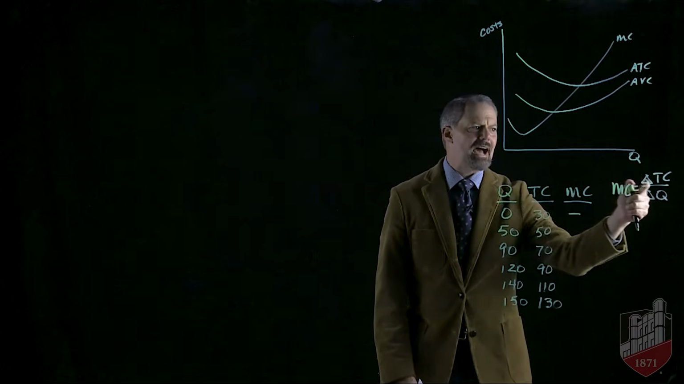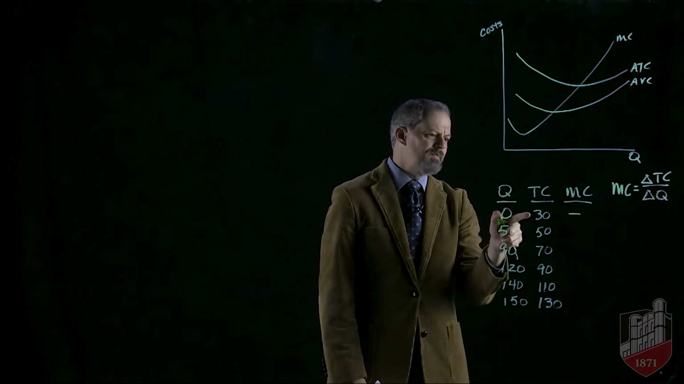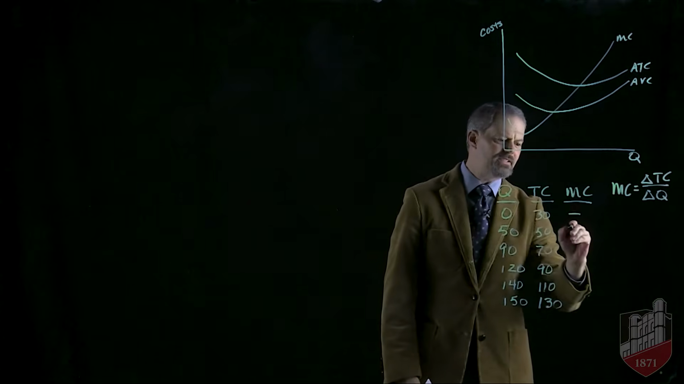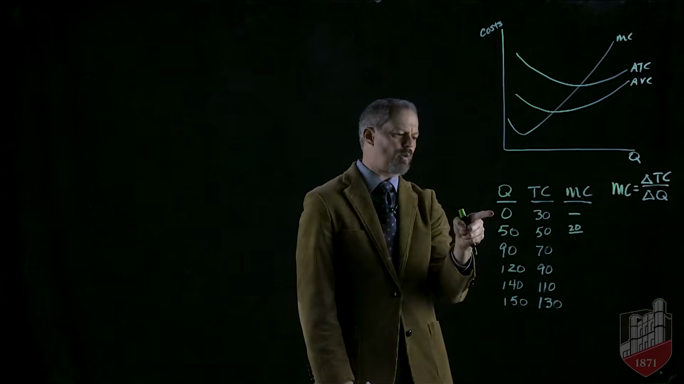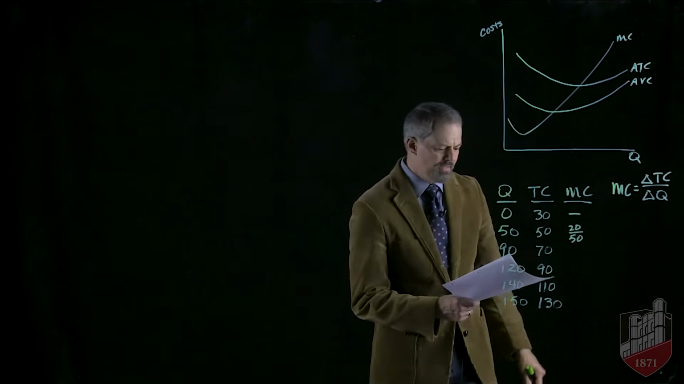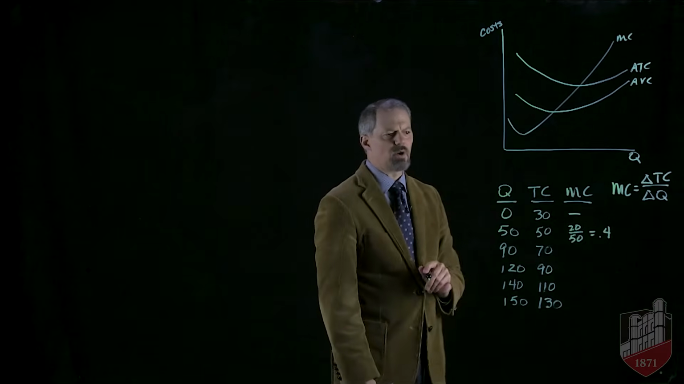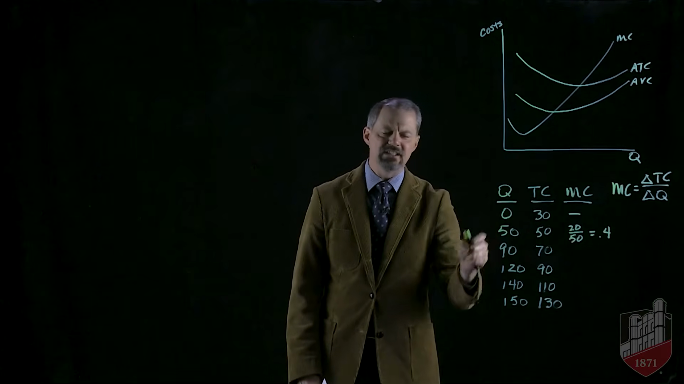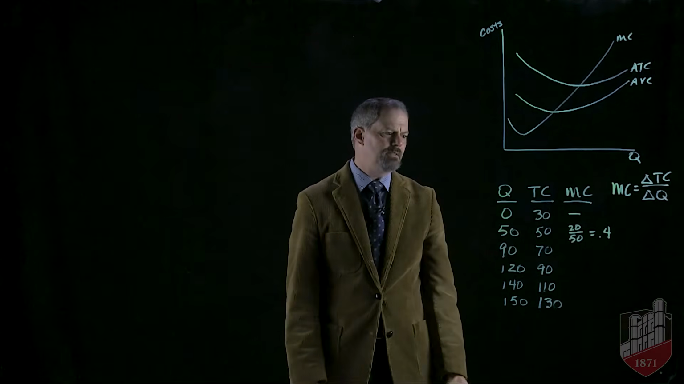So you'd look at how much your total cost changed. Let's do it from here to here. So from here to here, our total cost changes by 20, but then we've got to divide by how much our quantity changed. Our quantity changed by 50, right? So that would be equal to 0.4. There's the marginal cost of going from 0 to 50 units of output. Our total cost changes by 20.